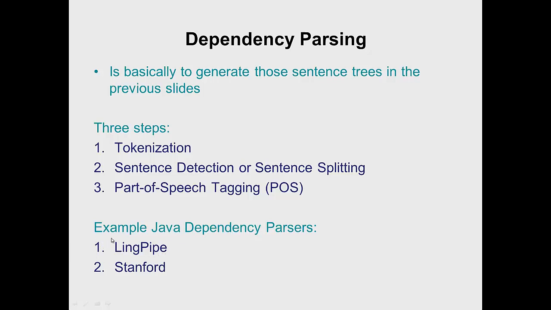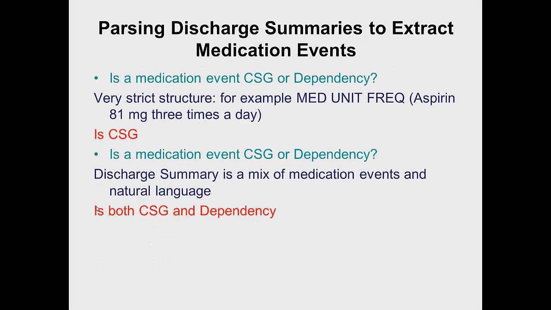In this LingPipe I did a lot of work on the tokenization and sentence detection stage, and I'm still to work on the part of speech tagging stage, in the context of looking at extracting medication events from discharge summaries. So how do we extract medication events from a discharge summary? First, we have to ask ourselves a very important question: what is a medication event?